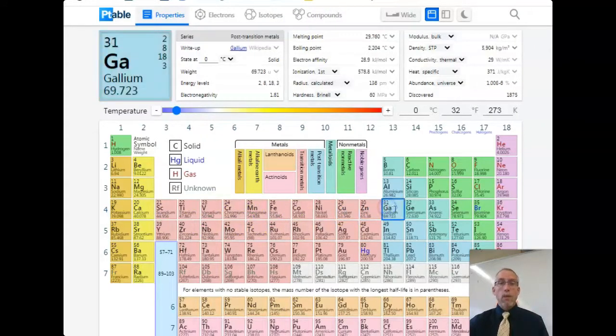But we do pick up the pattern here in column 13. Group 13 elements all have 3 outer electrons. And then the 14th column has 4. 15th column has 5, and so on, all the way over to the 18th column. And we will never have more than 8. Okay? So let me summarize that in a little table for you that might help.